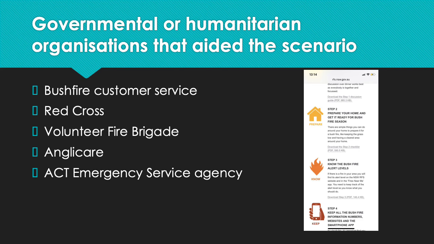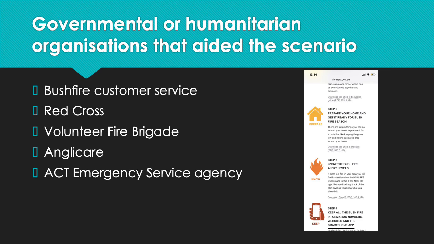So what are the governmental or humanitarian organizations involved in this scenario? The first one, I think, is the Bushfire Customer Service. This service center is Australia's largest and most core service center to solve fire problems. The second is the Red Cross. I think everybody will know it. The third one is the volunteer fire brigade. If you want to volunteer to fight the fire, you have to have the knowledge about that. And of course, the Bushfire Customer Service will teach you about that.